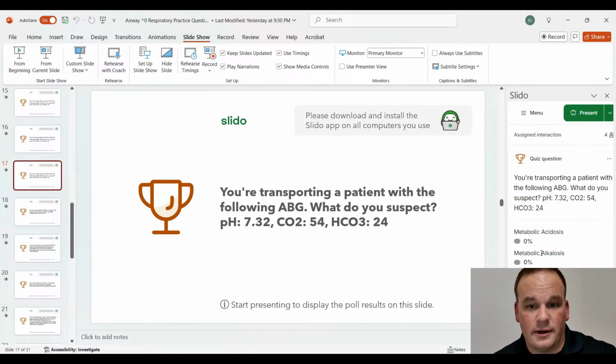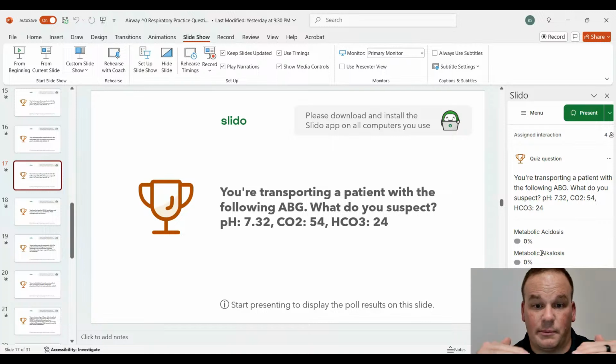CO2 is 54. Normal is 35 to 45. So my CO2 is elevated. HCO3 is 24. Normal is 22 to 26. That is right smack dab in the middle. So I don't have a metabolic problem. I'm not concerned about my bicarbonate levels. So if I go to pH, I have an acidosis problem.